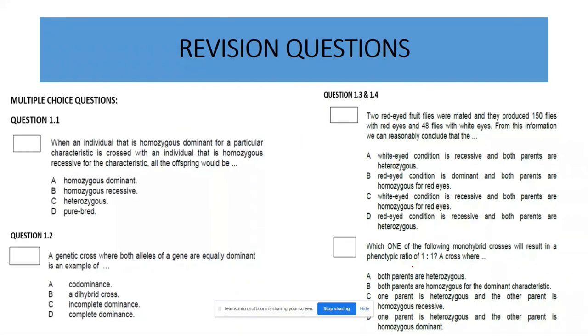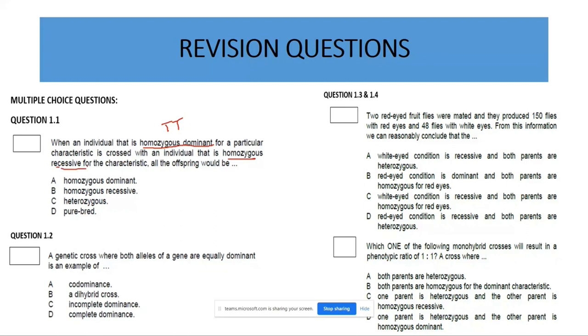Right, let's just have a look at some of these multiple choice questions. Now I'm going to read it with you, and I'm going to wait for an answer. They say, when an individual is homozygous dominant. First of all, you must know what homozygous means. The two alleles are the same. Dominant, meaning they both have the same letter. So let's just say big T, big T, is crossed with an individual that is homozygous recessive, what does Mendel say?